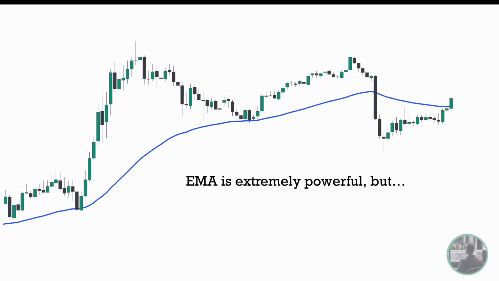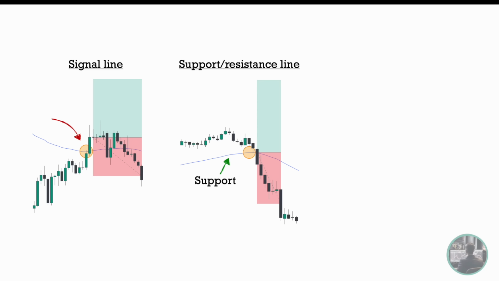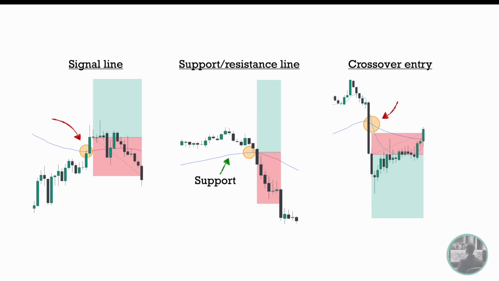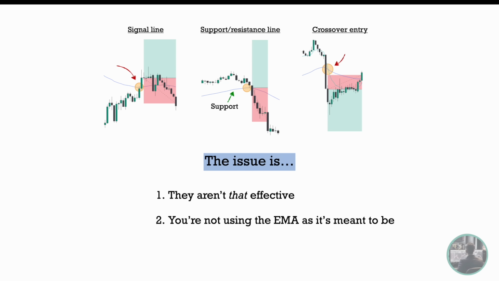Now, the EMA is an extremely powerful tool, but most traders use it incorrectly. They'll either use it as a signal line to enter when the price crosses it, or as some sort of support and resistance line, or as an entry point when two of them cross over. And the issue with all of these is that, number one, they aren't really that effective. They won't really turn much of a profit if you follow them. And number two is that you're not using the EMA for what it's actually meant for. These are all surface level and not even 10% of the true potential of the EMA. So we're going to scrap all this and use it the way it's actually meant to be used.